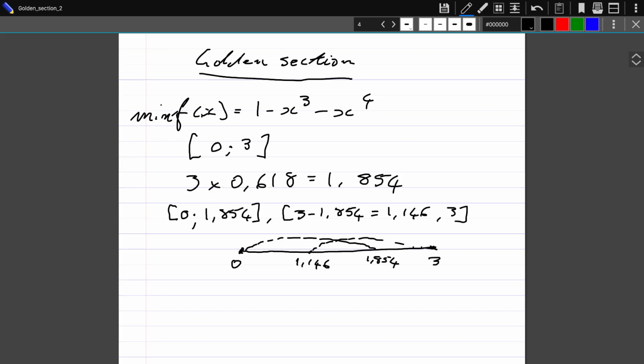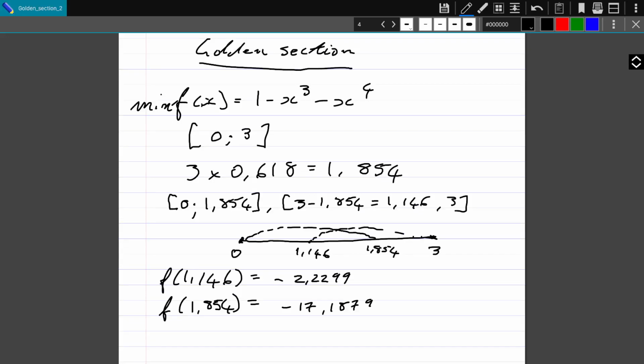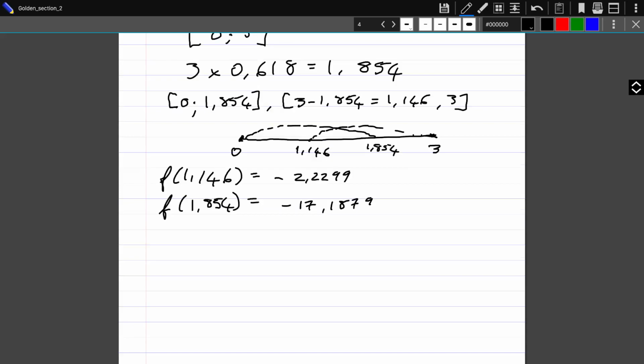Now that means taking the function value f at 1.146, which gives us minus 2.2299, and the value at 1.854, which gives us minus 17.1879. Now since this is a minimization problem, we want to just get the minimum of these two, and we see it occurs at 1.854. Now we consider 1.854 to be in the interval 1.146 to 3, so our new interval of investigation becomes 1.146 to 3.